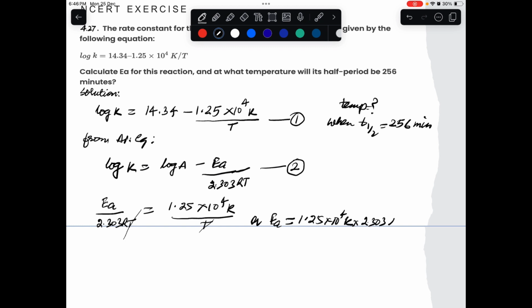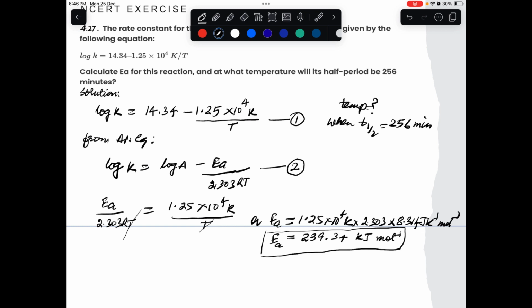2.303 into value of your gas constant, that is R. It is 8.314 joules per Kelvin per mole. So from here we are getting value as 239.34 kilojoules per mole. We have calculated this value in the same manner as we calculated in the previous question. Okay, so this is your energy of activation. That is our first answer.